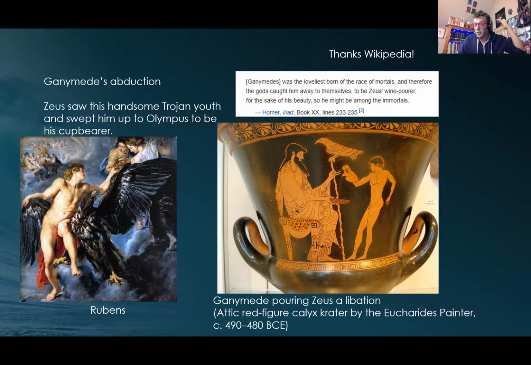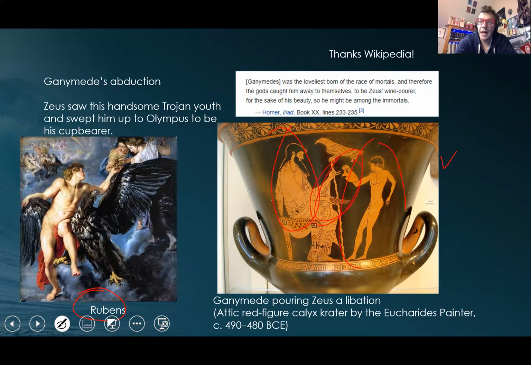And this is a frequent piece of art. So you see here, I have Peter Paul Rubens's adaptation of this, but you also have this on Athenian vase painting. So here, we have Zeus, here we have Ganymede. Ganymede is pouring the wine, and we have that reminder of the element of the eagle in the myth.